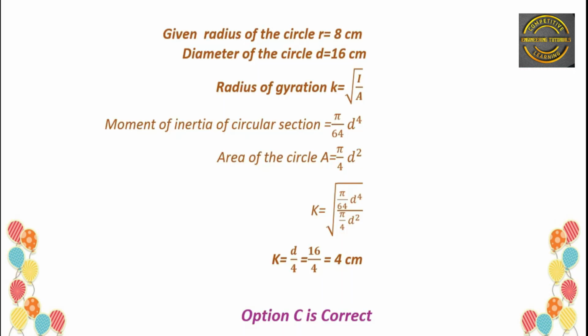Here this one is the explanation. Given radius of the circle r equal to 8 cm, so radius is converted into diameter d equal to 16 cm. So radius of gyration k equal to root I by A. Now we know that the moment of inertia of circular section I equal to pi by 64 into d power 4, and area of the circle A equal to pi by 4 into d square. So finally k equal to d by 4 equal to 16 by 4 equal to 4 cm. Option D is correct.